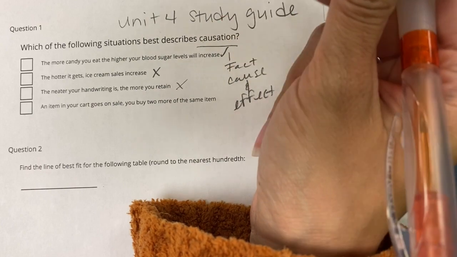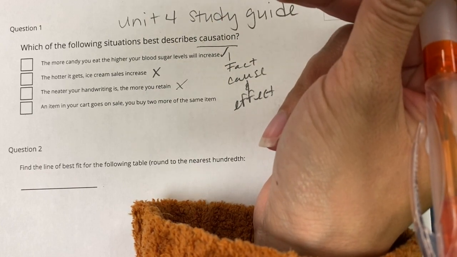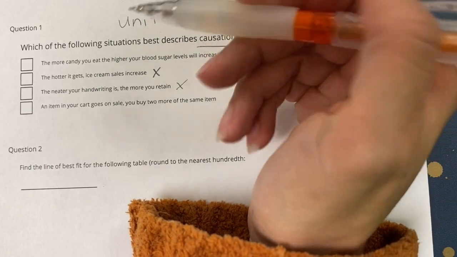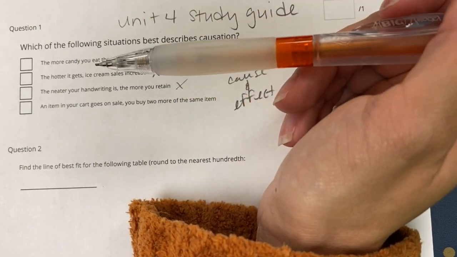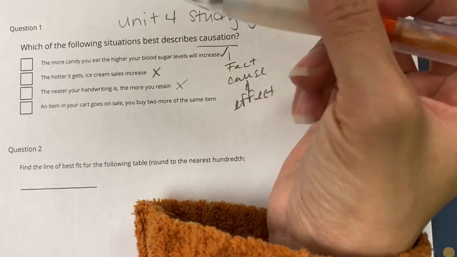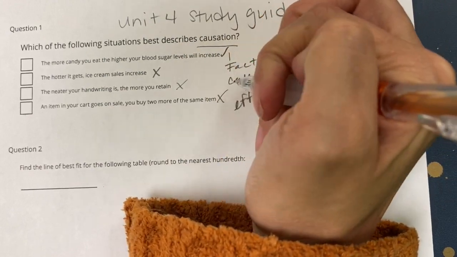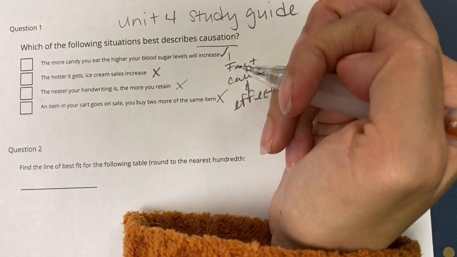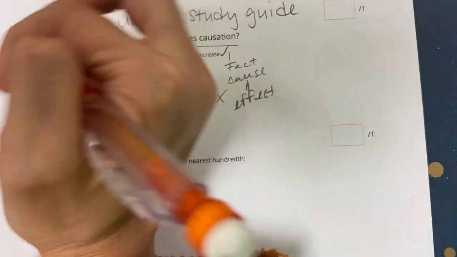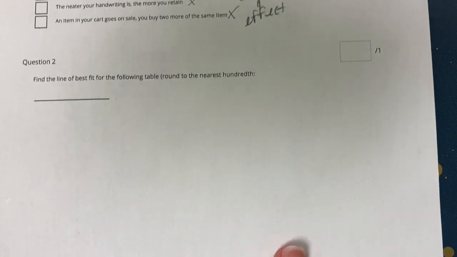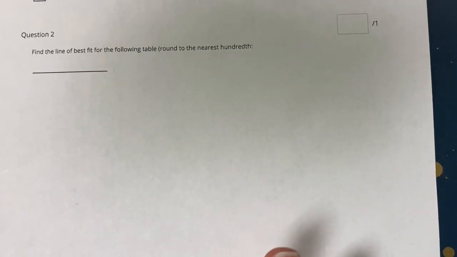And then last, an item in your cart goes on sale, you buy 2 more of the same item. That's also not really a cause and effect. If you go to the store, you can buy 10 of the same item and they might not be on sale. So also not a fact. Okay, so now we are moving on. Oh, this is our answer. So we are moving on.